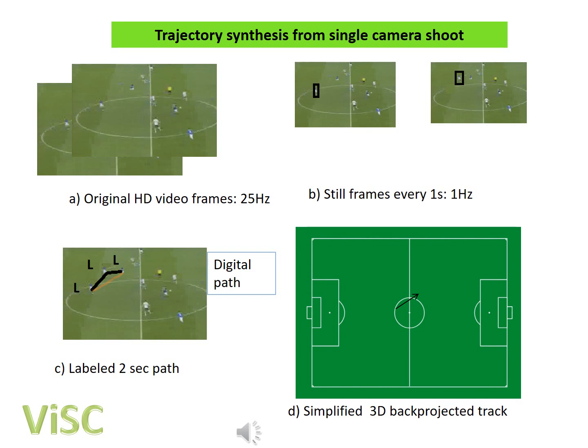This slide discloses how the trajectory is produced. In A, we have shots at 25 Hz frequency. In B, the processing frame has selected 1 per second at a frequency of 1 Hz, and the player is identified. In C, the player is recognized and labeled. In D, the simplified 3D back projected track is built up 1 segment per second for all the players captured in the video.